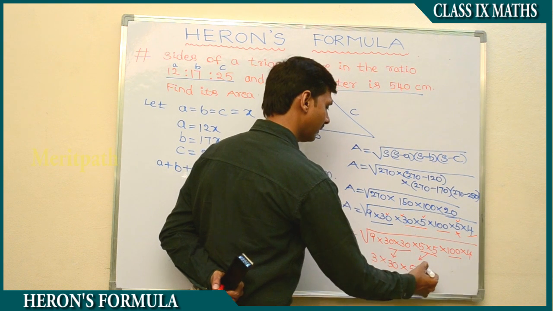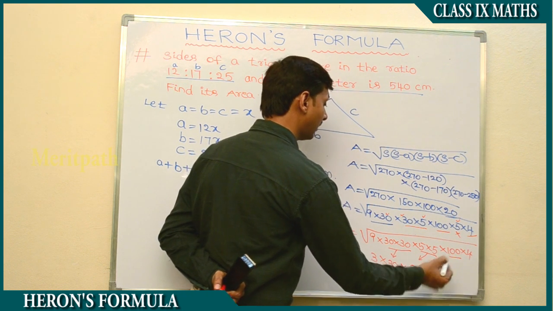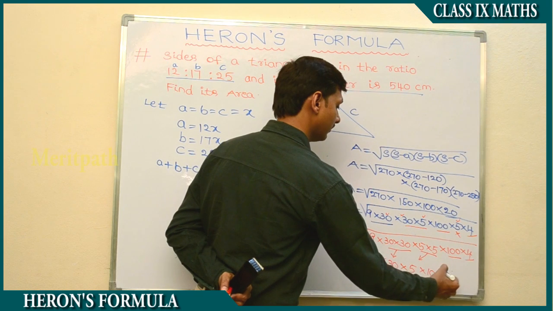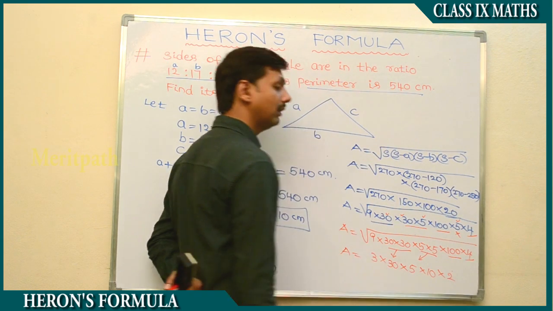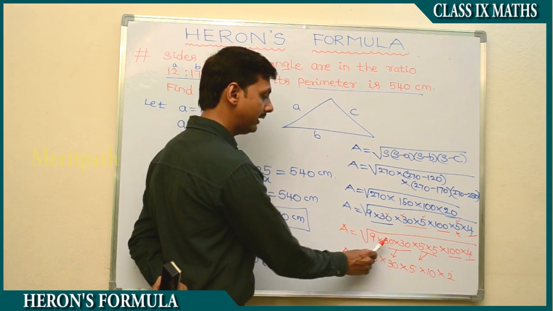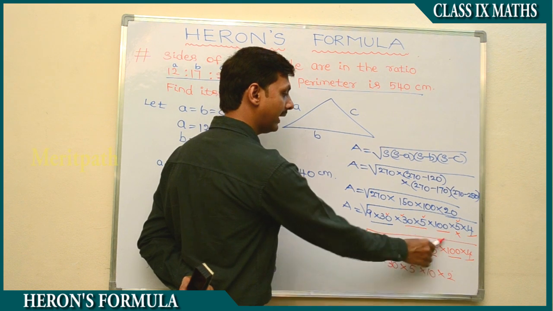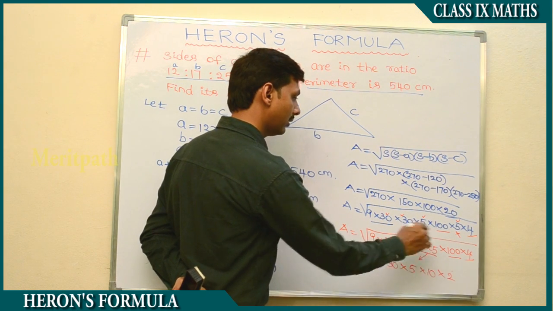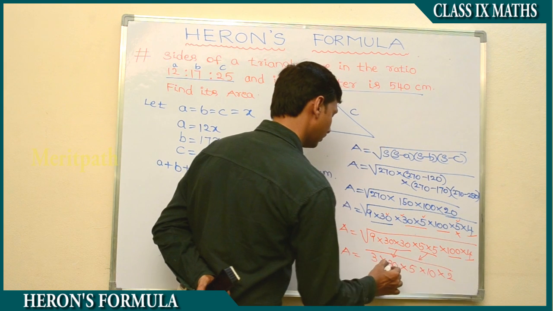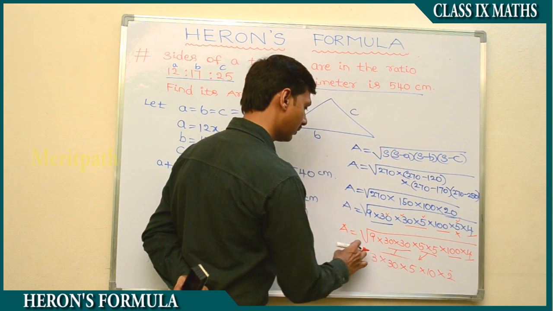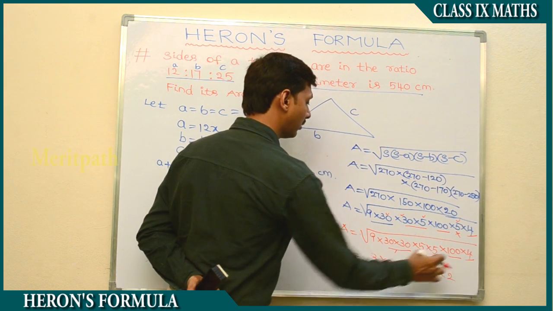And this is 100. We know the square root of 100 is 10. The square root of 4 is 2, so into 2. The square root of 9 is 3, 130 into 5 and into 10, and this is 4 2. So this is what we get for all the perfect squares we took out.